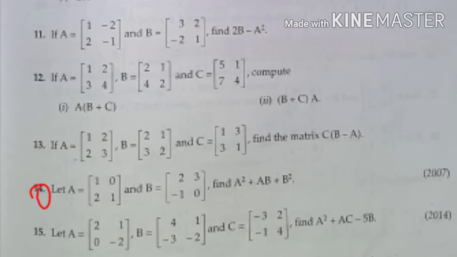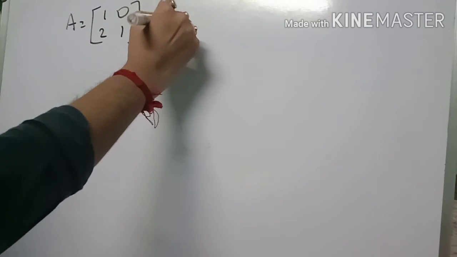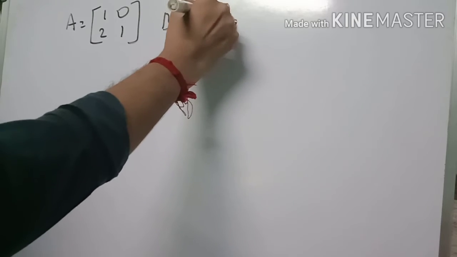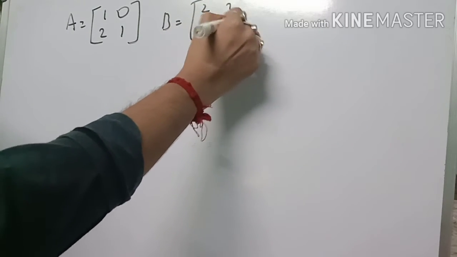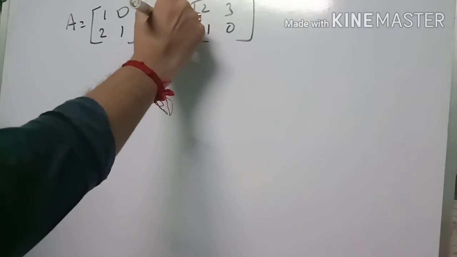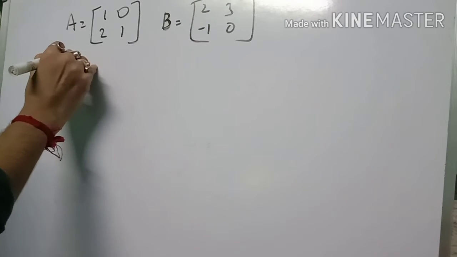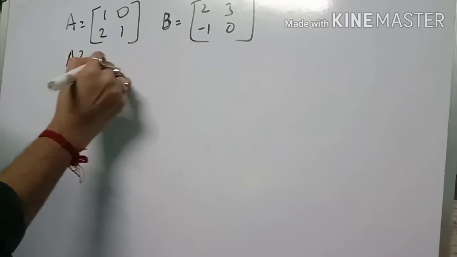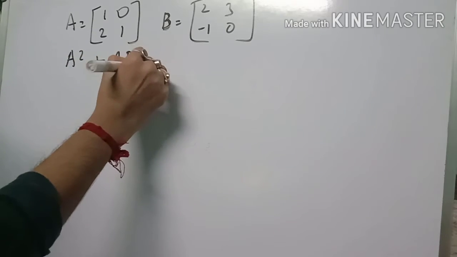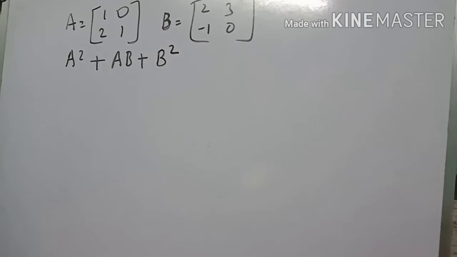Okay, the next sum. The question is: let A equals 1 0 2 1, and B equals 2 3 minus 1 0. We need to find A square plus AB plus B square. Let us write down the data first. A equals 1 0 2 1, B equals 2 3 minus 1 0. We need to find A square plus AB plus B square.